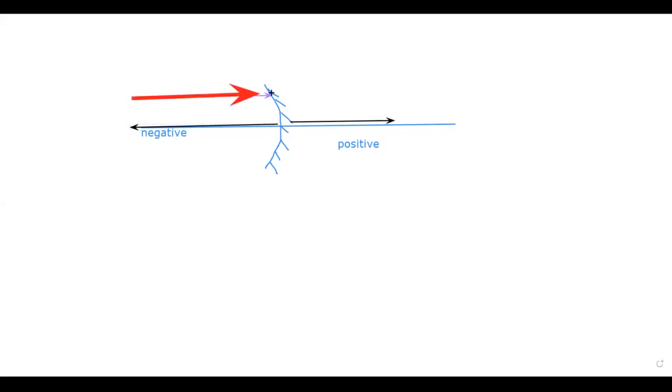The incident ray is directed towards the right side. So all the distances in the direction of the incident ray will be taken as positive, while all the distances taken on the opposite side of the incident ray will be taken as negative. This was the meaning of point number 2.